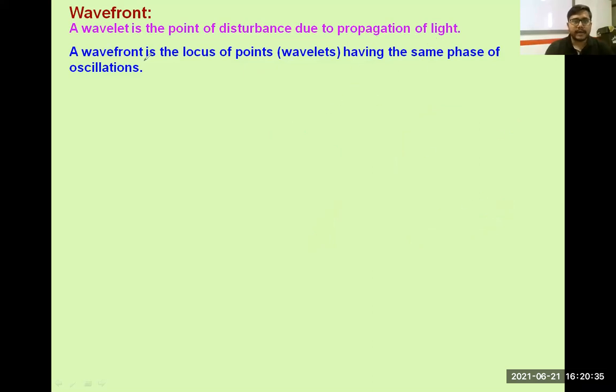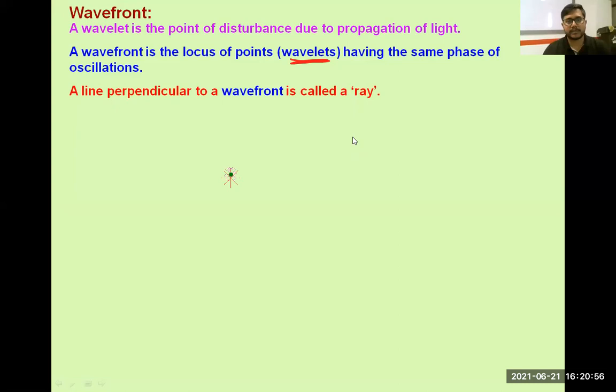Therefore, a wavefront is the locus of points, that is wavelets, having the same phase of oscillation. Having the same phase of oscillation means, let us complete the definition first. So a line perpendicular to the wavefront is called a ray. Okay, basic definitions we have to know.